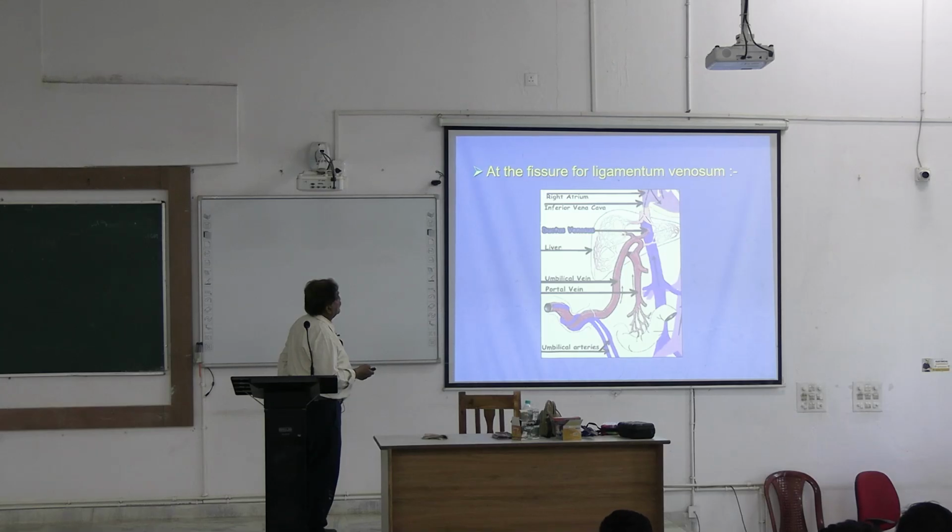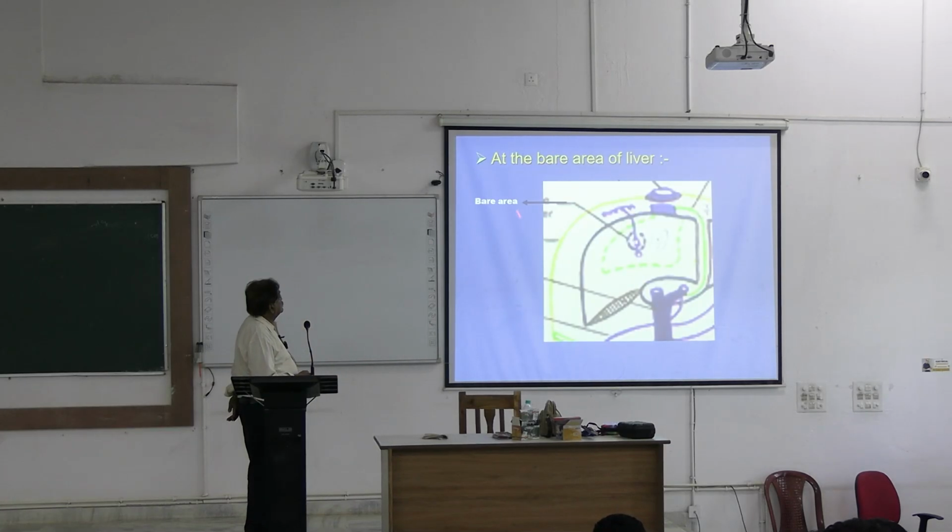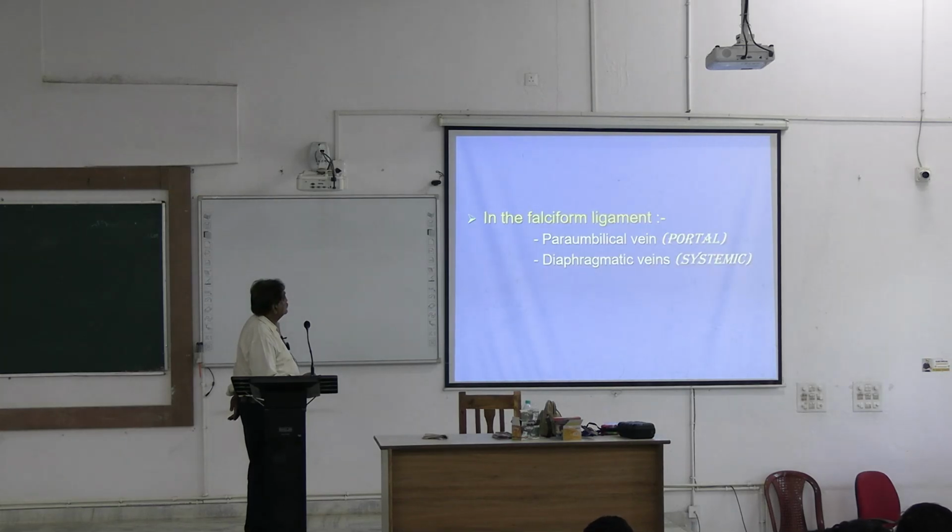At the fissure of ligamentum venosum: right atrium, left vena cava, this is the liver, ductus venosus, and umbilical vein here, umbilical arteries, portal vein, at the bare area of the liver. In the falciform ligament, the paraumbilical vein is portal, and the diaphragmatic veins are systemic.